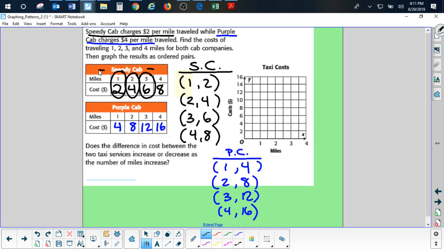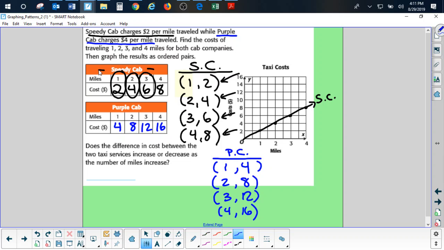So Speedy Cab, the first point that we need to draw is 1, 2. So we're going to start off with the origin, go over to 1 and up to 2. We learned how to do this on the previous tutorial. My second point is going to be 2, 4, over 2 up 4. Third point is 3, 6, over 3 up 6. And my last one is going to be over 4 up 8. So we have created the line for Speedy Cab. I'm going to label it ST for Speedy Cab.